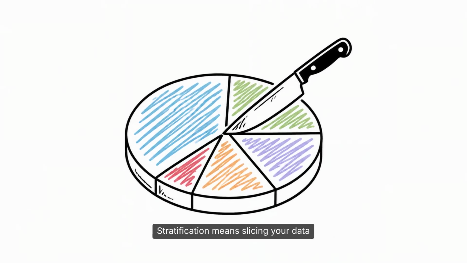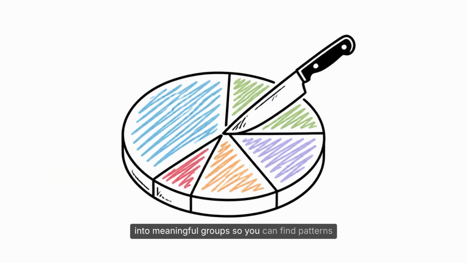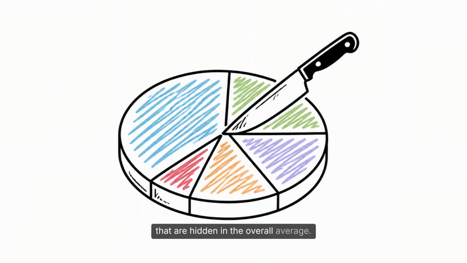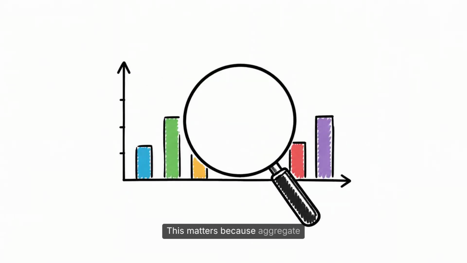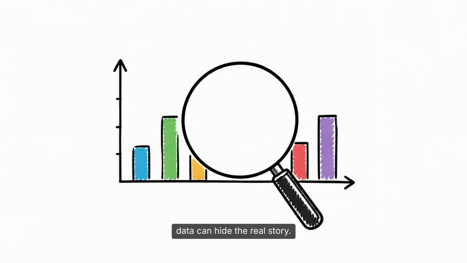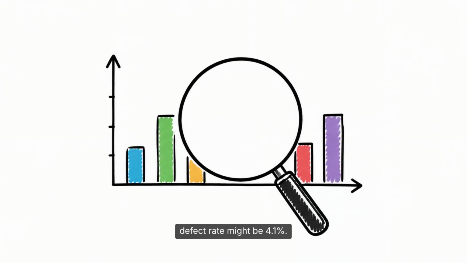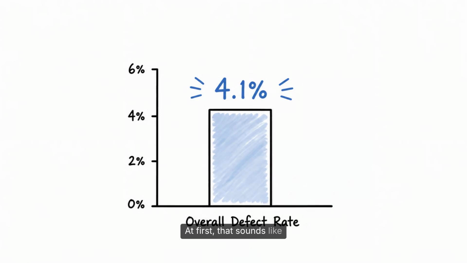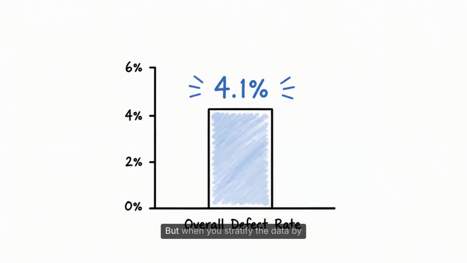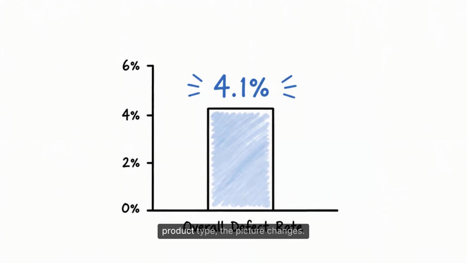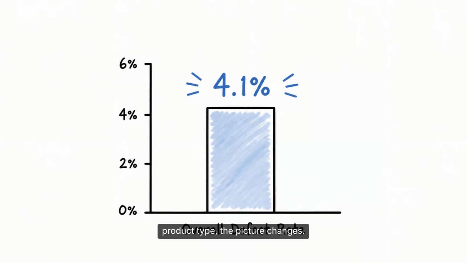Stratification means slicing your data into meaningful groups so you can find patterns that are hidden in the overall average. This matters because aggregate data can hide the real story. For example, your overall defect rate might be 4.1%. At first, that sounds like one single process problem. But when you stratify the data by product type, the picture changes.